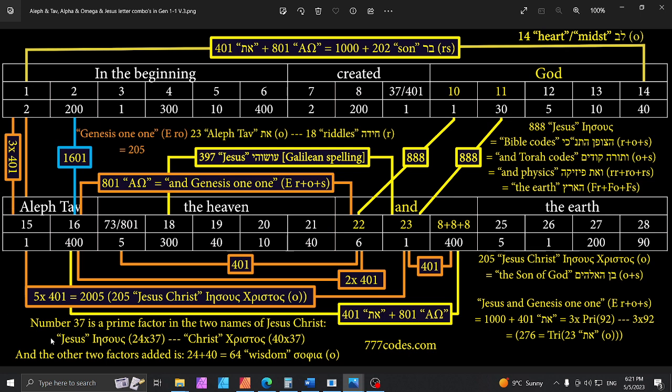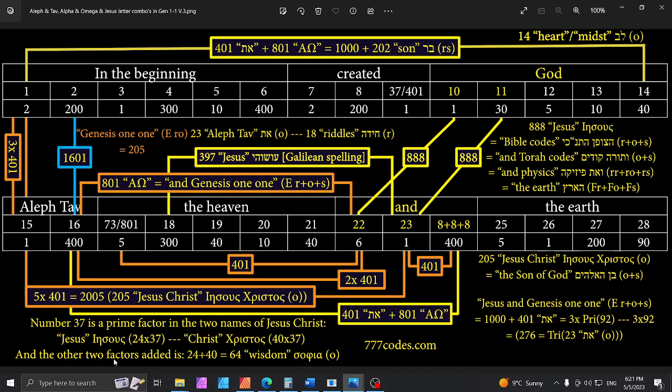Now, these are very important codes. Number 37 is a prime factor in the two names of Jesus Christ in Greek. We see Jesus, that equals 888, is 24 times 37, and 24 is 8 plus 8 plus 8. Okay? And Christ equals 40 plus 37. 40 is the value of Bible codes in English reduced. So you get 888 Bible codes. Or you might say lamb. 40 is also the value of lamb, as one of the spellings of lamb in Hebrew standard.